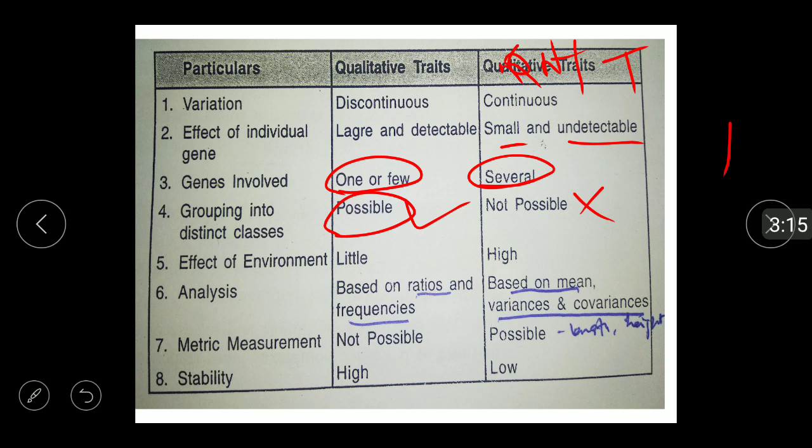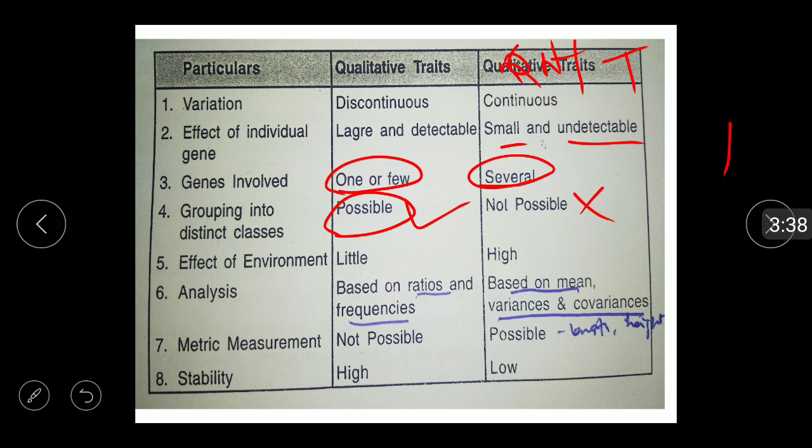Analysis in qualitative traits is based on ratios and frequencies, but in quantitative traits the analysis is based on mean, variance and covariance. For mean, variance and covariance, please refer to our channel, where we have covered mean, variance and covariance in brief.